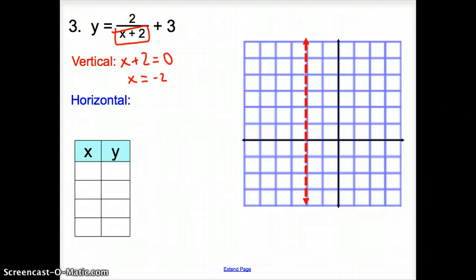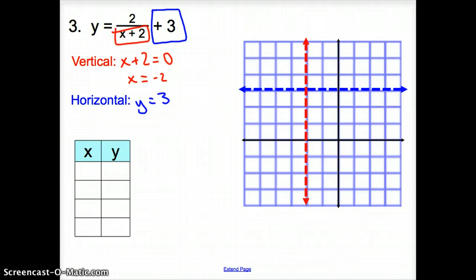Next, I have a horizontal asymptote at what? What is added or subtracted to the fraction? We set that equal to y. So y now equals 3 because 3 is added to the fraction. So let's go ahead and draw the horizontal asymptote at 3. So we go up 3 and draw a horizontal line.